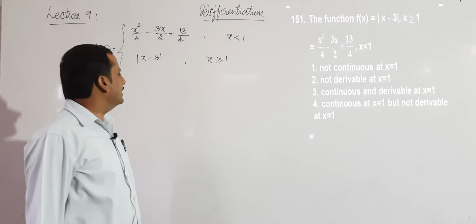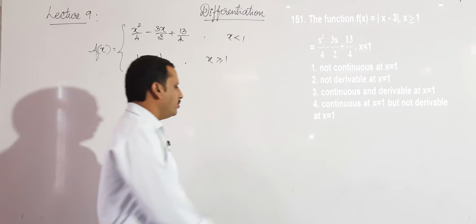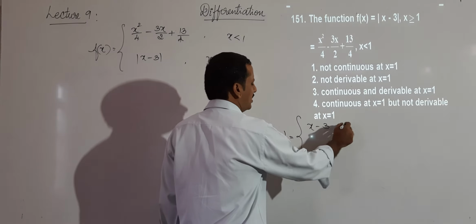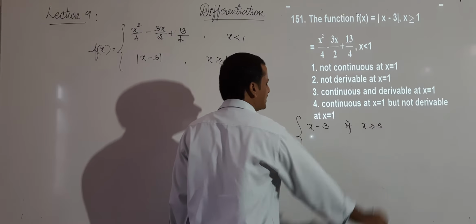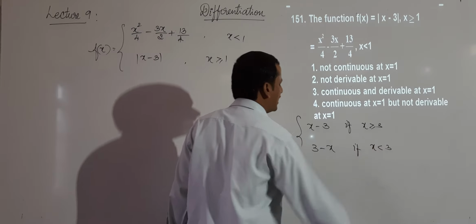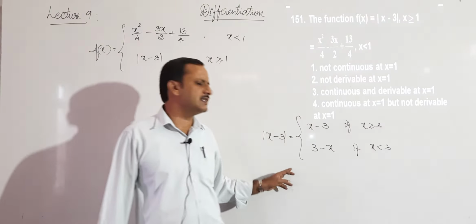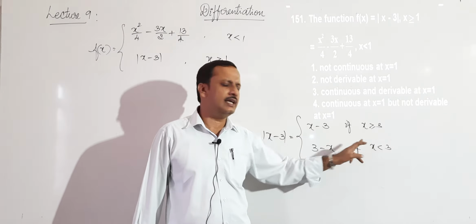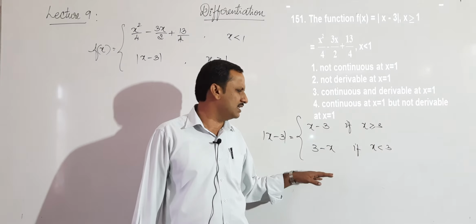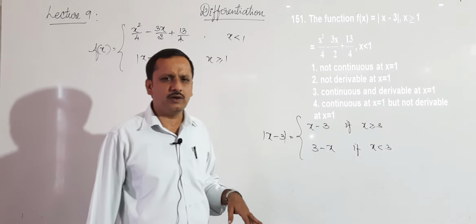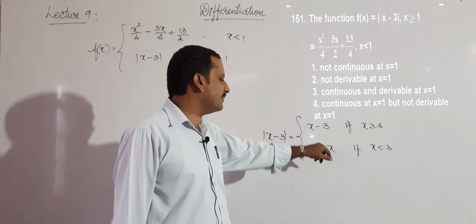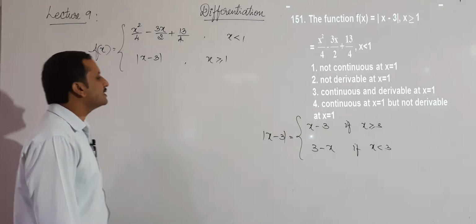Okay. Here, mod x minus 3, how do we define mod x minus 3? Mod x minus 3 is equal to x minus 3 if x is greater than or equal to 3, and 3 minus x if x is less than 3. This is a well-known fact. Already we have seen such functions on quite a few occasions, right?